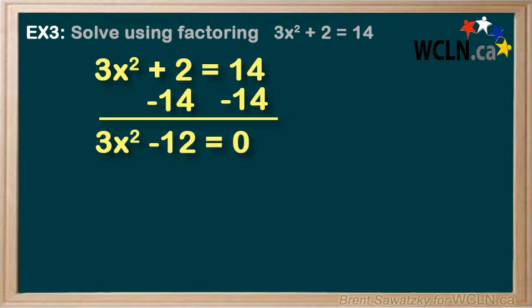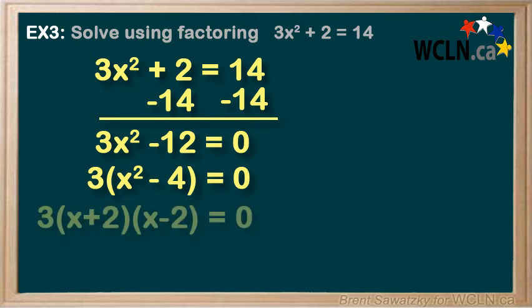Let's factor. First, we can see that we can get a greatest common factor out if we pull a 3 from both of these terms. So 3 times (x squared minus 4) equals 0. And we also recognize that x squared minus 4 is a difference of squares, so 3 times (x plus 2) times (x minus 2) equals 0. So we're fully factored and it's equal to 0, so we're ready to start looking for solutions.